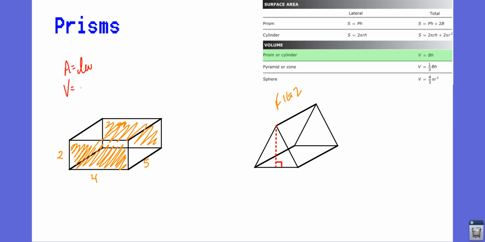So length times width, the length is 2, the width is 4, and the height, the distance between the front to the back, the distance between bases, is 5. 2 times 4 is 8, and 8 times 5 is 40. Since we're finding volume, it's going to be cubic units. We're talking about cubes fitting in there now. That's why it looks three-dimensional. That's why there's a little baby 3 right there. It stands for length, width, and height.